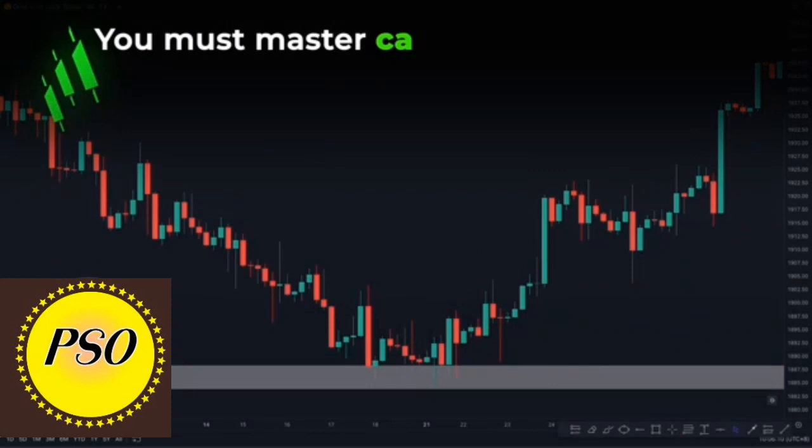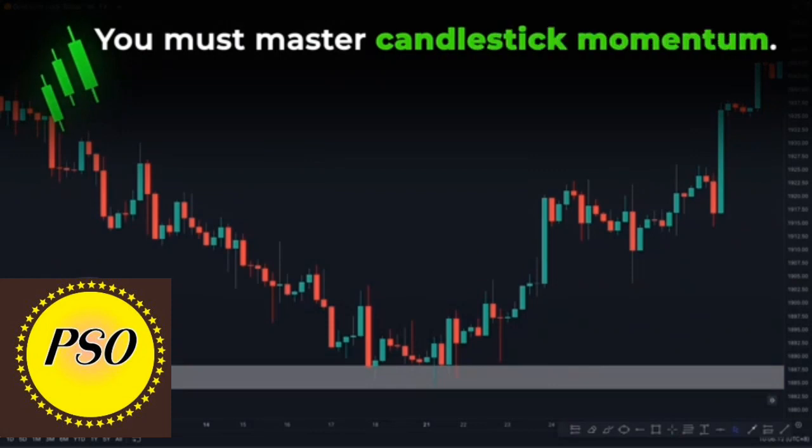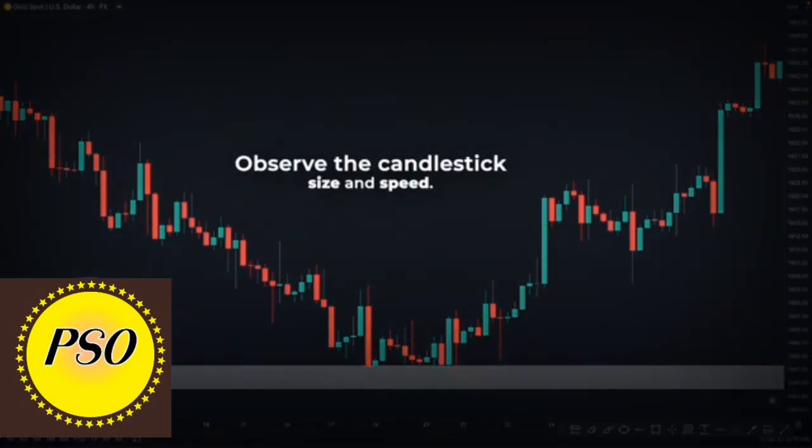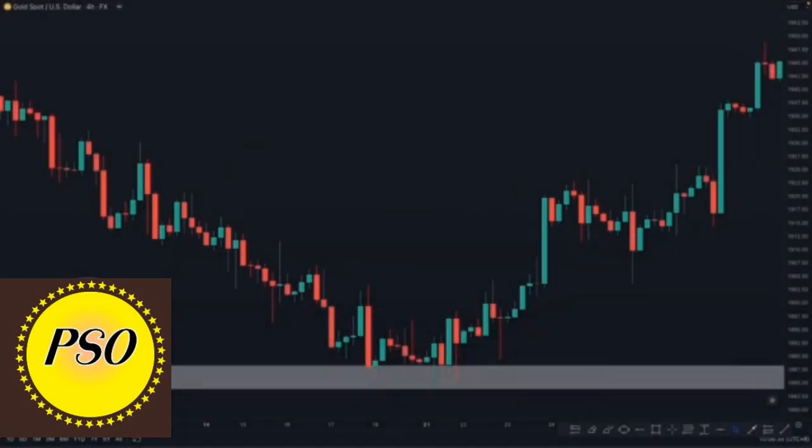When it comes to profitable trading, if there's only one thing that you need to master, it needs to be candlestick momentum. You must understand the candlestick speed, the momentum, the pressure. If you can understand all these things, trust me, you don't need to memorize a single candlestick pattern. So let's look at this chart that we have on gold. Over here, I want you to observe the candlesticks, the size and the speed of the candlesticks, whether it's telling you there's a lot of momentum or very little momentum.